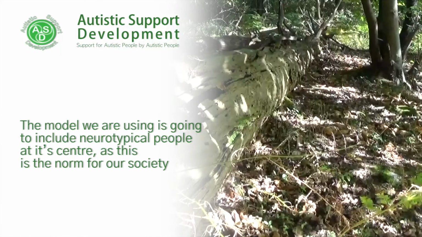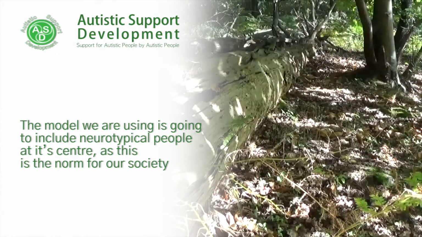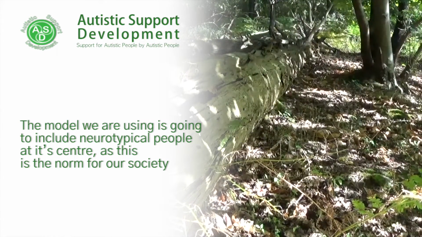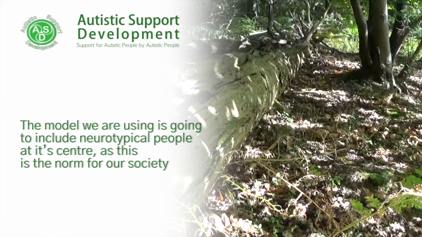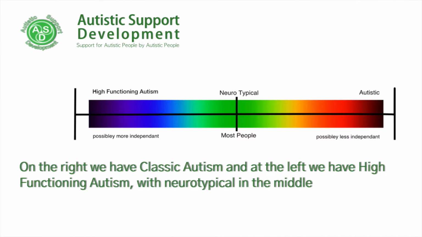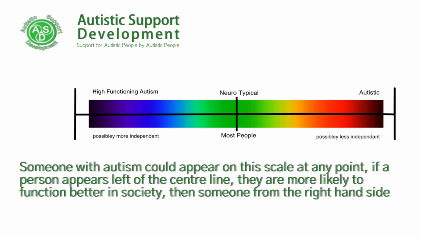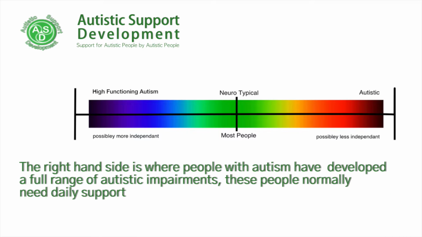Autistic spectrum. The model we are using is going to include neurotypical people at its centre, as this is the norm for our society. On the right we have classic autism, and on the left we have high-functioning autism, with neurotypical in the middle. Someone with autism could appear on this scale at any point. If a person appears left of the centre line, they are more likely to function better in society than someone from the right-hand side. The right-hand side is where people with autism have developed a full range of autistic impairments. These people normally need daily support.